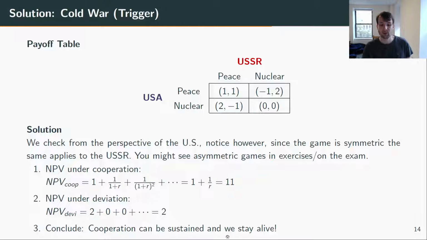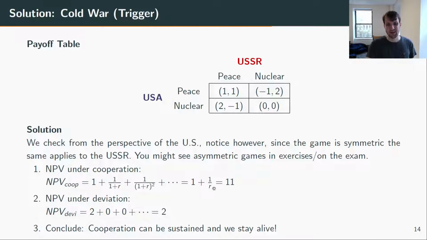So the conclusion is cooperation can be sustained, and we all stay alive if we have this trigger strategy. And this is sort of the notion why mutually assured destruction works. You have nuclear weapons just to make sure that no one ever uses them. And this is a lot of how the Cold War played out.